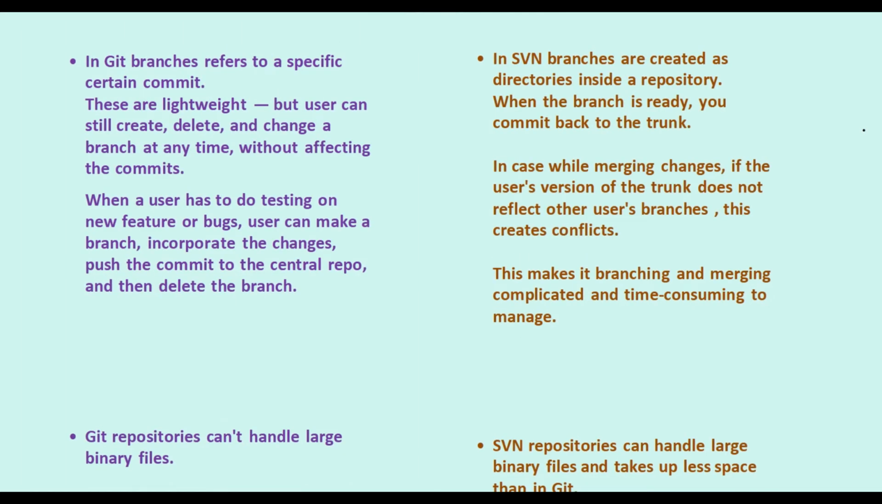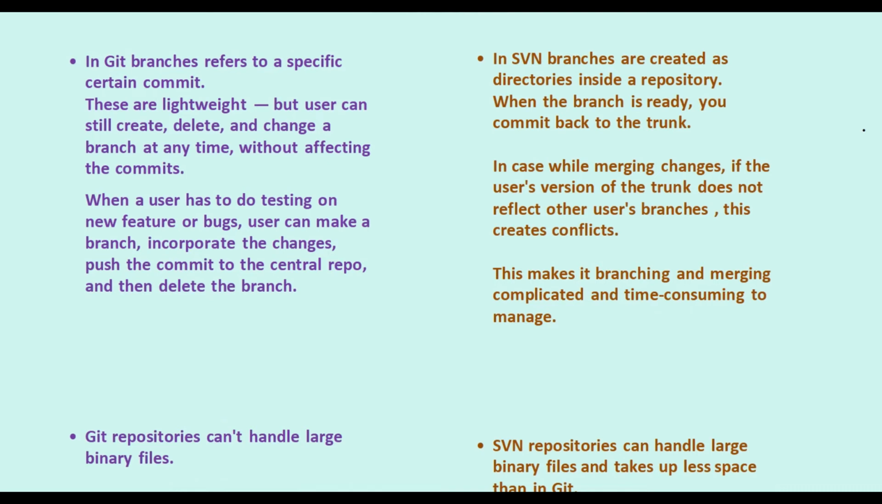In Git, branches refer to a specific certain commit. These are lightweight, but the user can still create, delete and change a branch at any time without affecting the commits. When a user has to do testing on a new feature or bugs, the user can make a branch, incorporate the changes, and then once he is done, he can push the commit to the central repo, and subsequently he can delete the branch.